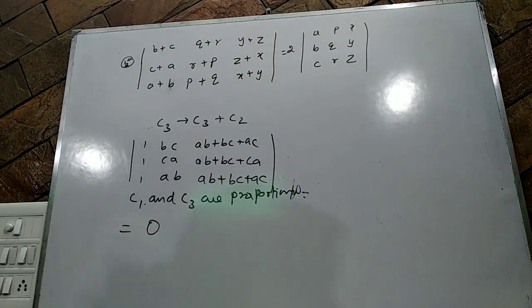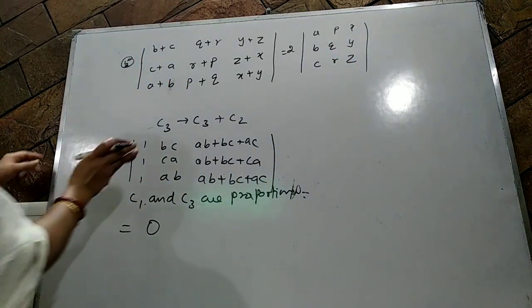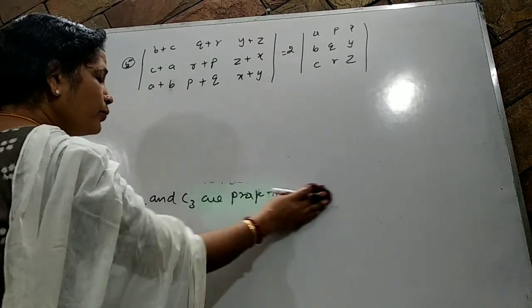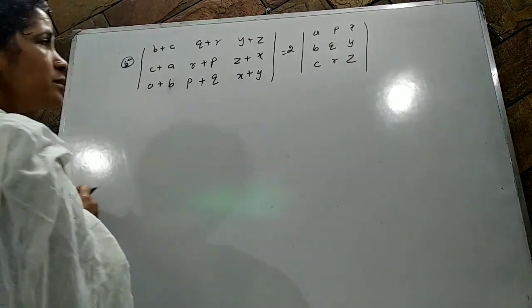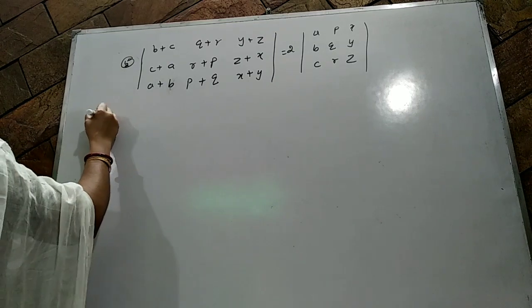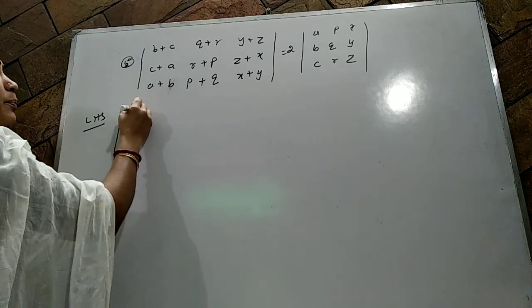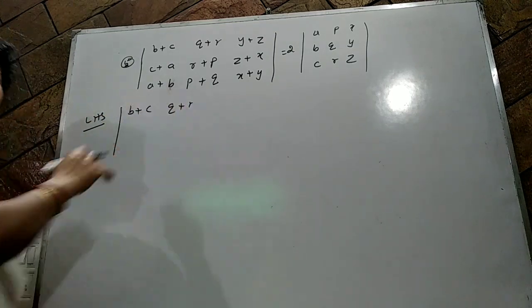Okay, fine. Now it is not equal to 0, mind it. So very carefully you have to do it. Here what type of mistake can you commit? I am taking LHS, beta. Here what is given? B plus C, Q plus R.